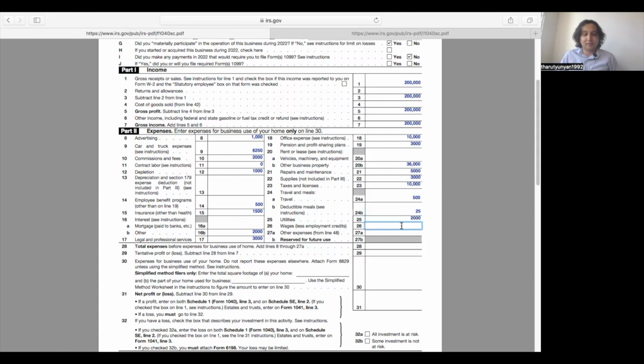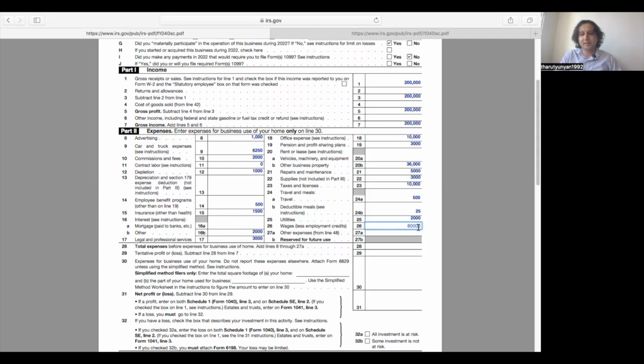Now, wages, and this is where you pay your employees, right? It's pretty straightforward. Obviously, we'll have a video where we'll cover how to put employees on a payroll, but generally speaking, this is the gross amount. It also includes things like health insurance. If you're paying your employees health insurance premiums, you can also deduct it here. So it's, let's say, $60,000 to the employee, right?